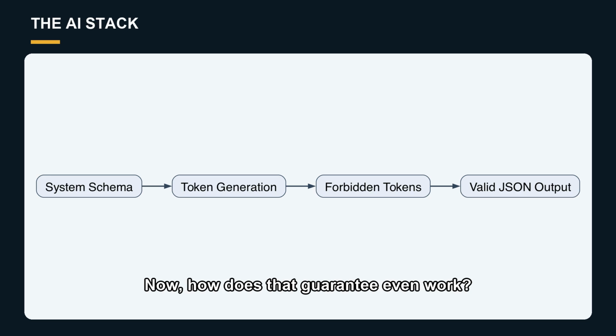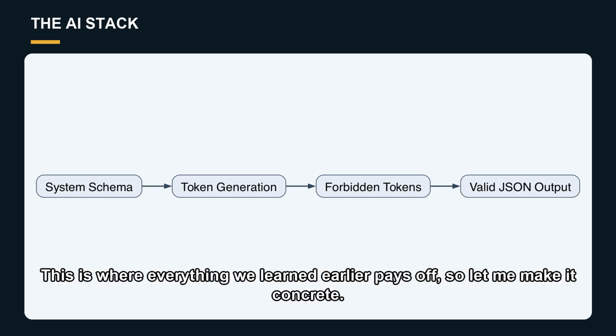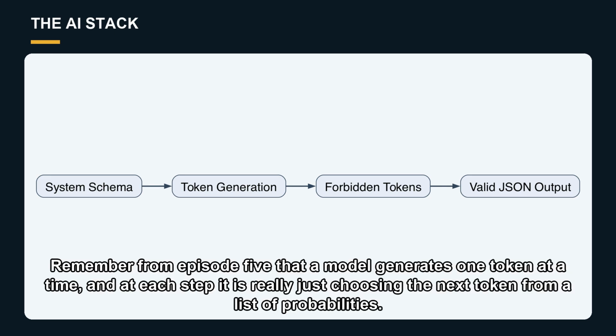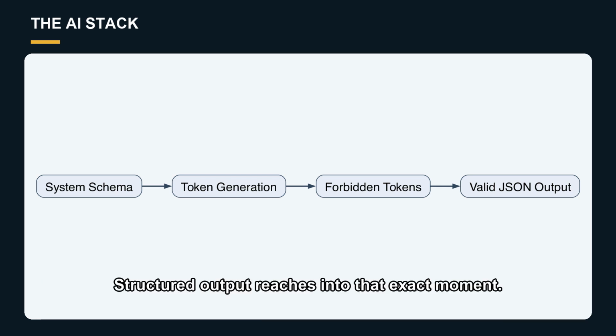Now, how does that guarantee even work? This is where everything we learned earlier pays off, so let me make it concrete. Remember from episode 5 that a model generates one token at a time, and at each step it is really just choosing the next token from a list of probabilities. Structured output reaches into that exact moment.